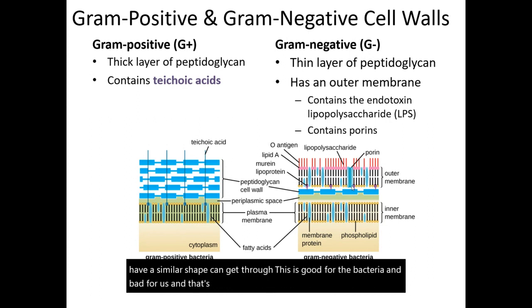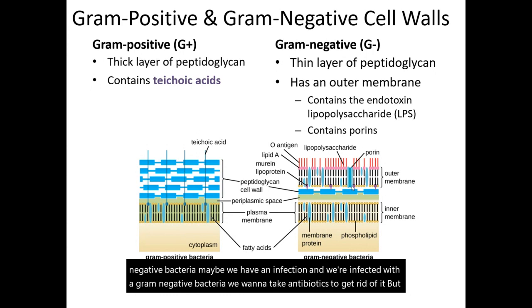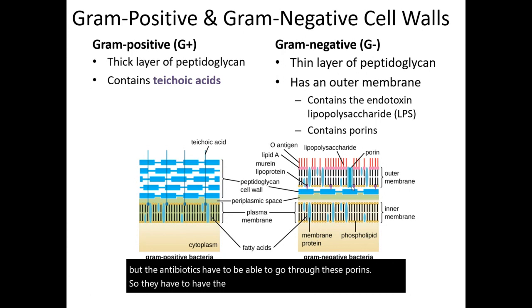That's because if we want to try and kill a gram-negative bacteria, maybe we have an infection and we're infected with a gram-negative bacteria, we want to take antibiotics to get rid of it. But the antibiotics have to be able to go through these porins. So they have to have the correct shape. And that can be really tough, right? It's hard enough to find molecules that can kill a bacterial cell, but now we also have to make sure they have the correct shape so that they can even get into the cell. So a rule of thumb is gram-negatives are harder to get rid of than gram-positive bacteria. And that's because of the shape of the cell wall.